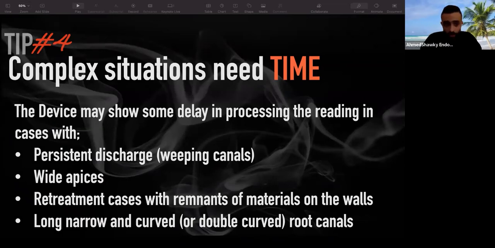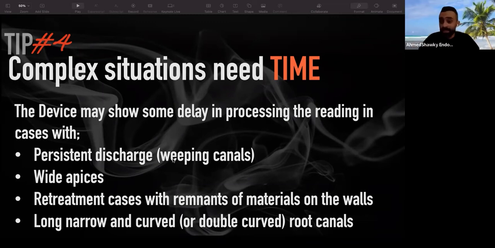In complex situations, sometimes we need time. This is tip number four. The device may show some delay in processing. The difficult cases might be persistent discharge or weeping canals, so you need to dry and irrigate. Also wide apices, not necessarily a wide open apex or immature tooth, but sometimes we have apical resorption, so the apex is wide.